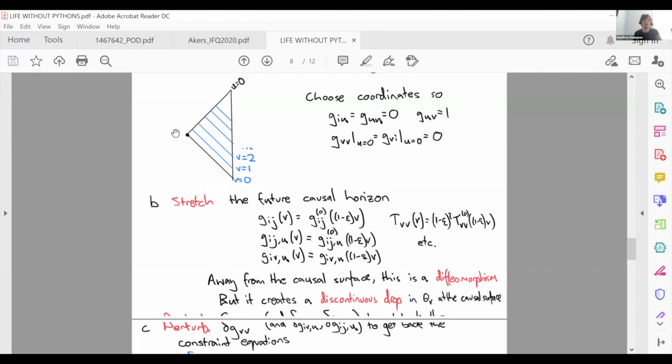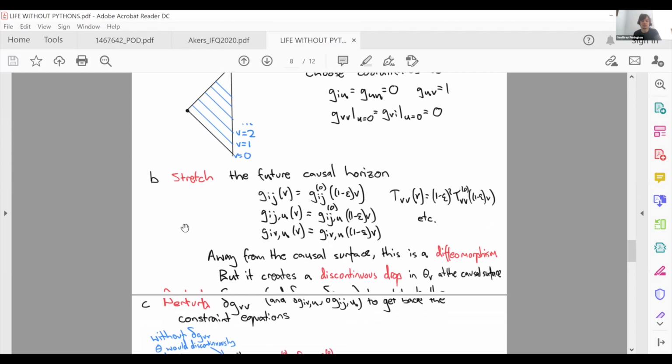And it certainly hasn't changed the size of the causal wedge yet, because this future horizon is still light-like in exactly the same way as before. But because we've stretched out everything in front of the causal surface, but not stretched out stuff behind the causal surface, what we've done is create a sort of discontinuous drop in theta, the future expansion, at the causal surface. So here, the expansion is as it was before, and it's positive, obviously, because it's a causal horizon. And then here it suddenly gets smaller because we stretch stuff out.